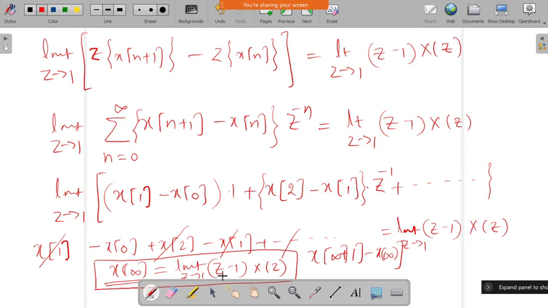Now by using this expression, as I said, if I know the z transform, we can find the final value. Is it understood how the final value theorem is derived? Hello, anybody, any doubt?